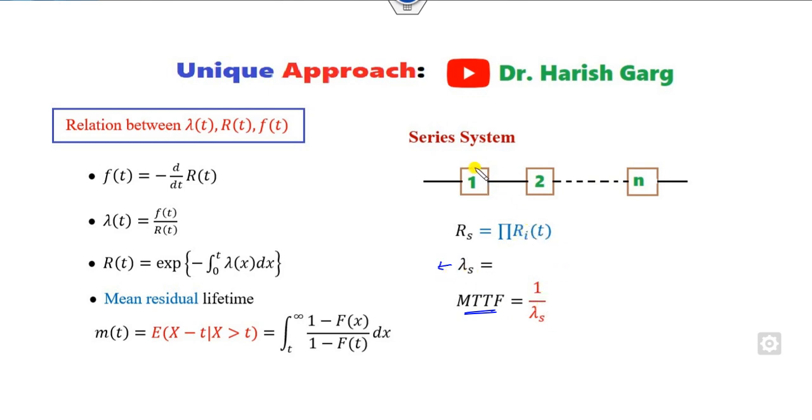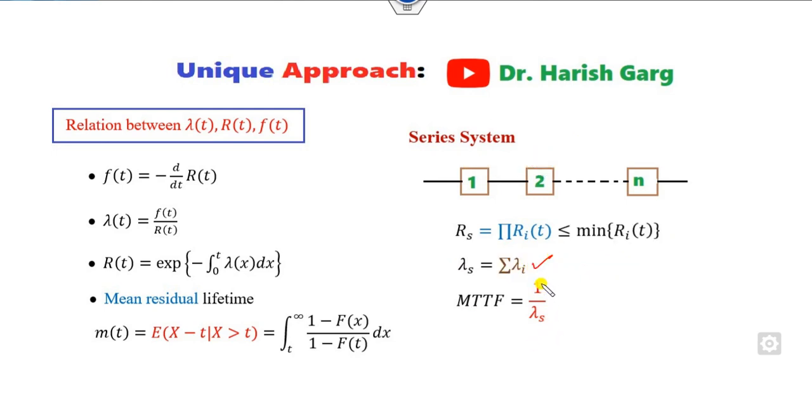Because each of the numbers is a probability, each Ri lies between 0 and 1. So we can say it must be less than or equal to the minimum of each Ri. That is also one of the most important concepts. Now in the series system, the failure rate of this is lambda 1 plus lambda 2 up to lambda n, where these are the failure rates of each component, and so on.